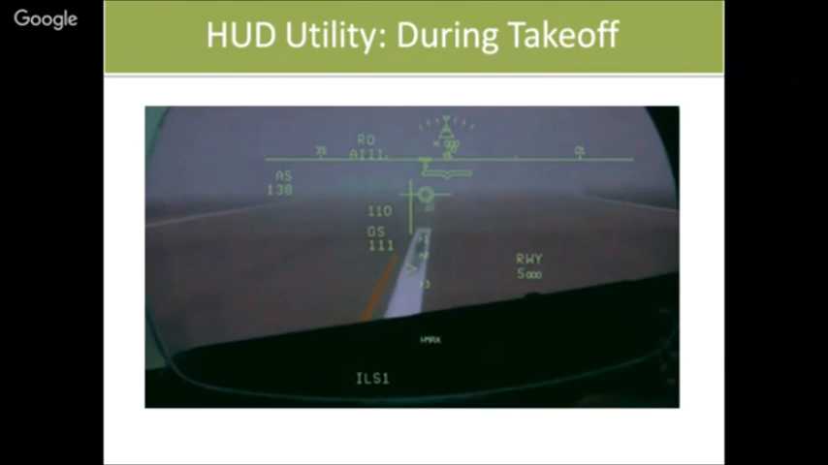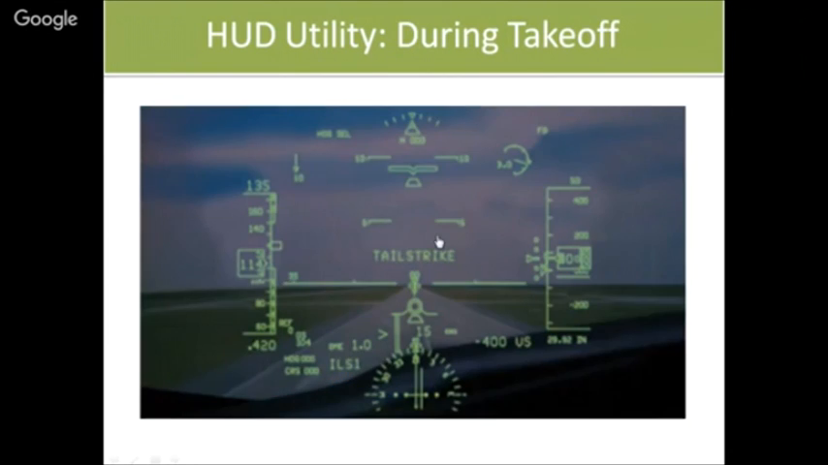Now again, these are some of the utilities of HUD during takeoff. Here you can see the center line. This is the center of the airstrip. Now, if the aircraft is going in this manner, it is pictorially visible that you are off the center, so you can adjust as per your requirement. Another scenario where HUD is useful during takeoff.